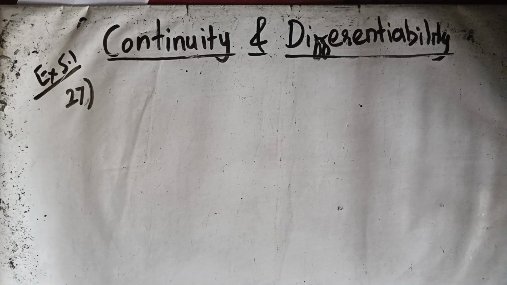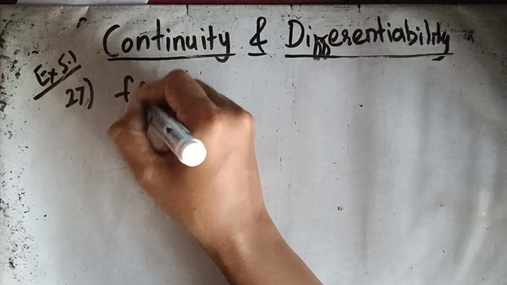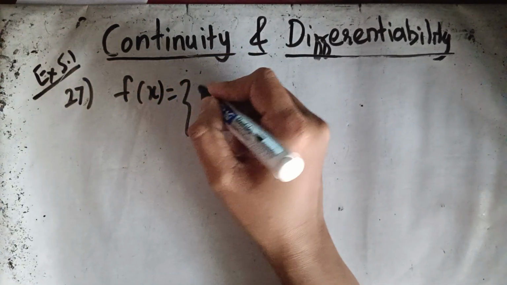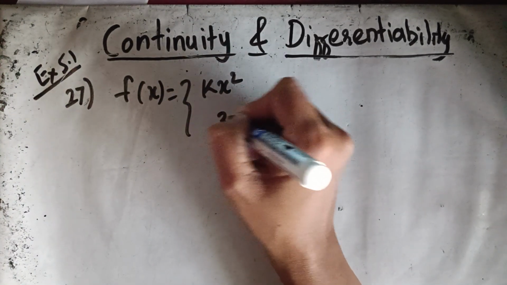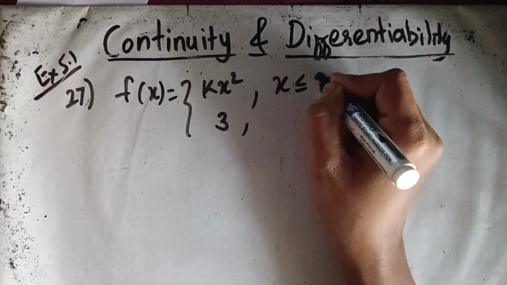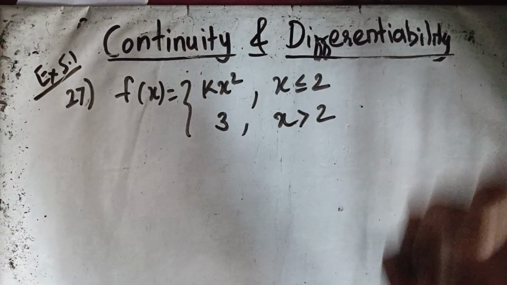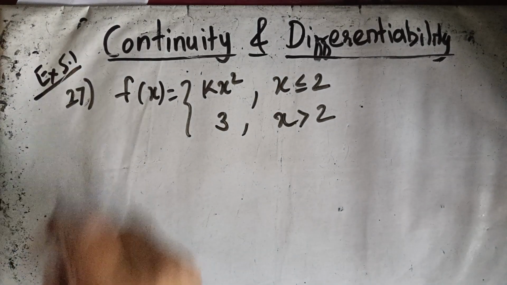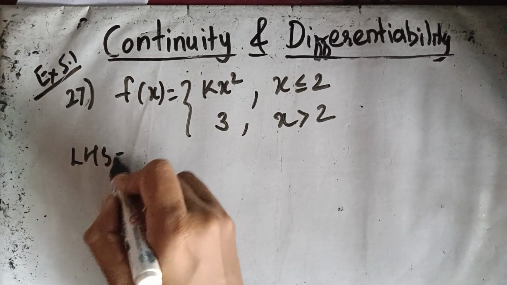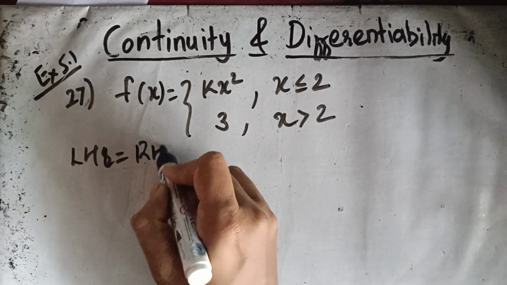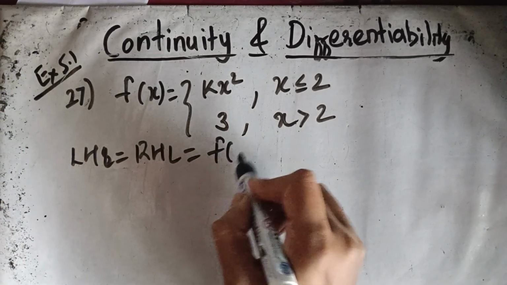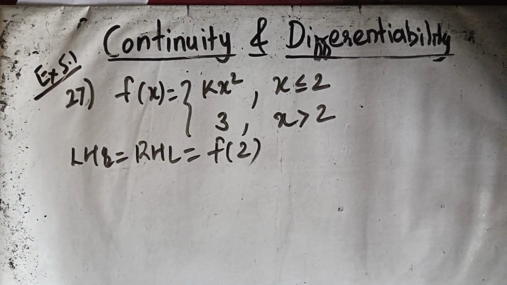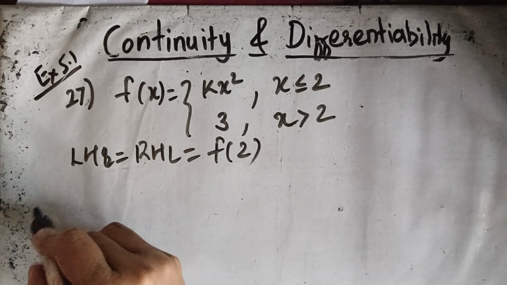Next question, find the values of k so that the function f is continuous at the indicated point. So f of x is given equal to kx square if x is less than or equal to 2, and 3 if x is greater than 2. It is given continuous. Continuous means left hand limit is equal to right hand limit is equal to f of 2.